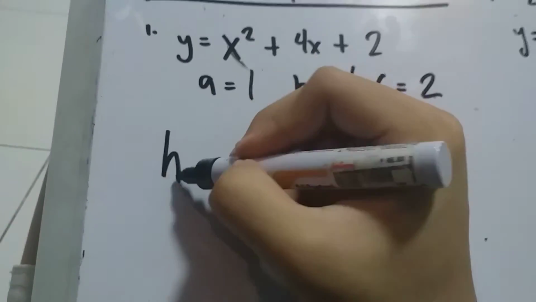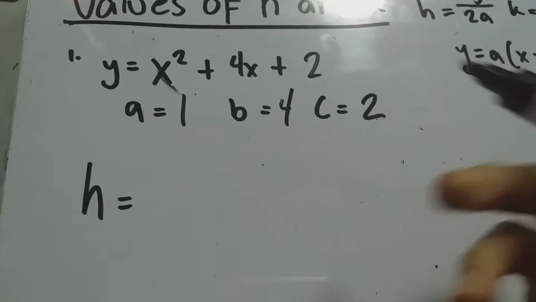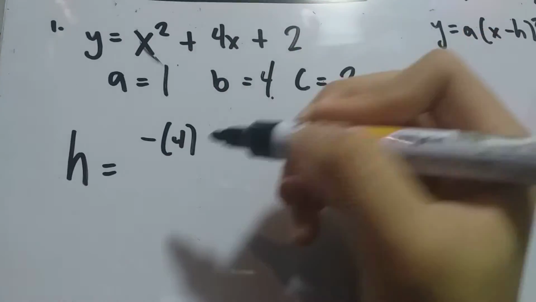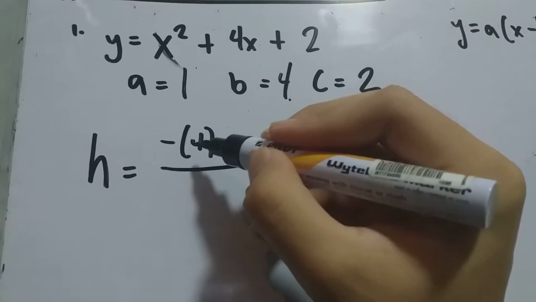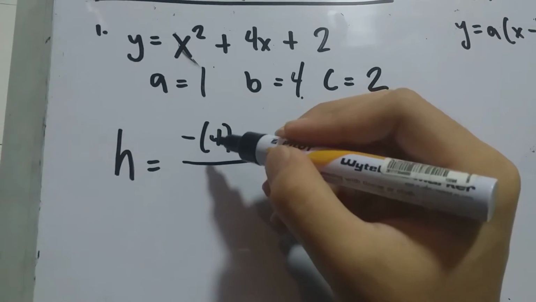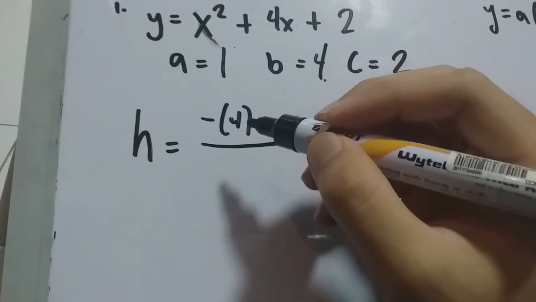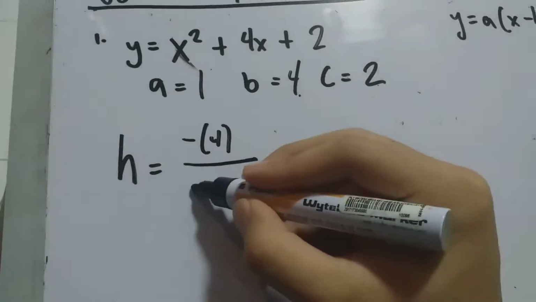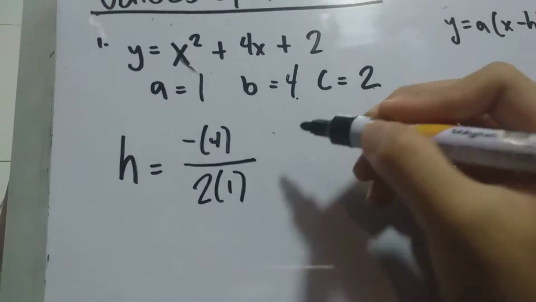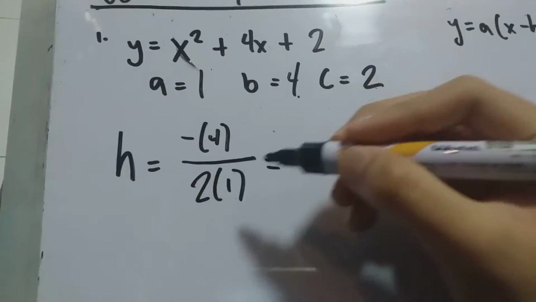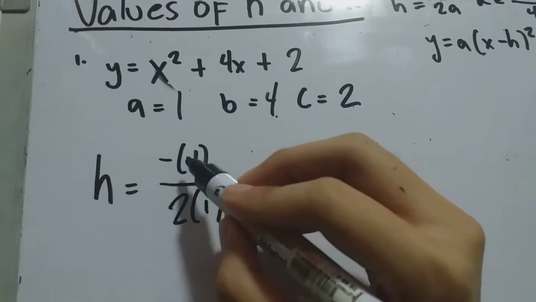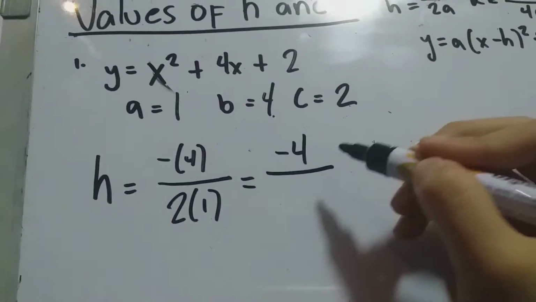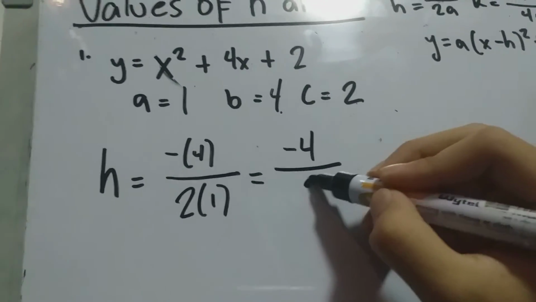So we first solve for h. h is equal to negative b, which is negative 4. If it's a positive 4, you don't really need to write the parentheses, but it's better if you do so you don't get confused. And then 2a, 2 times a, which is 1. Then simplify this expression. Inside the parentheses, you distribute the negative, it becomes negative 4. 2 times 1, we get 2.